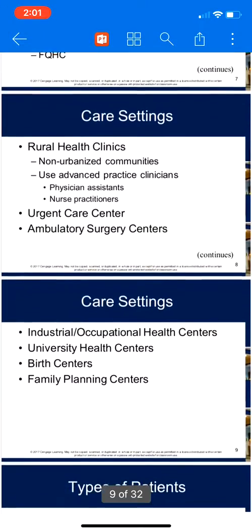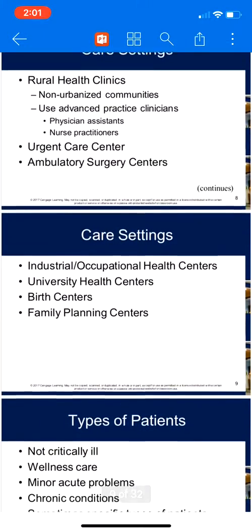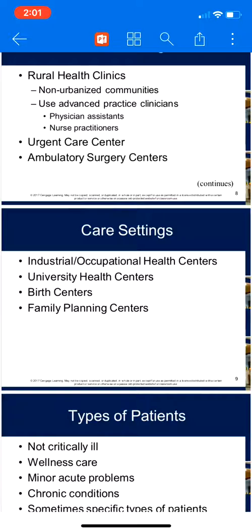Then we have our industrial and occupational health centers. These provide care to employees at their place of work or at an employer-contracted site. Services range from providing care for work-related injuries to new employee evaluations and return-to-work physicals following an accident.